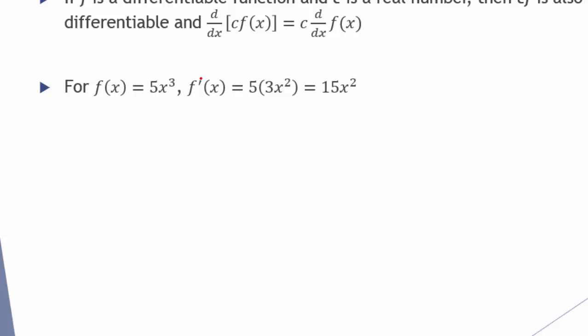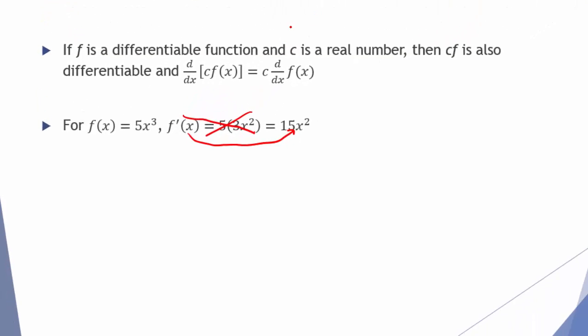And feel free, once you get comfortable with these rules, to skip this intermediate step and go straight to f prime of x equals 15x squared. You don't need to write that intermediate step. It's just there to help you understand where we're getting our numbers.